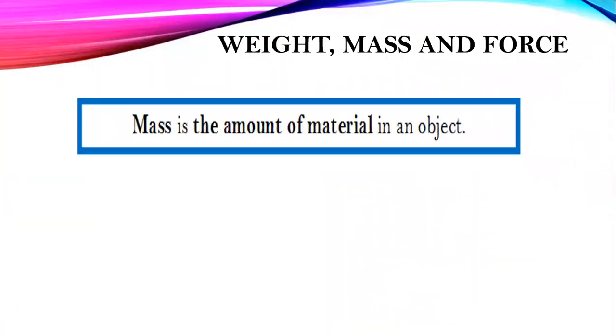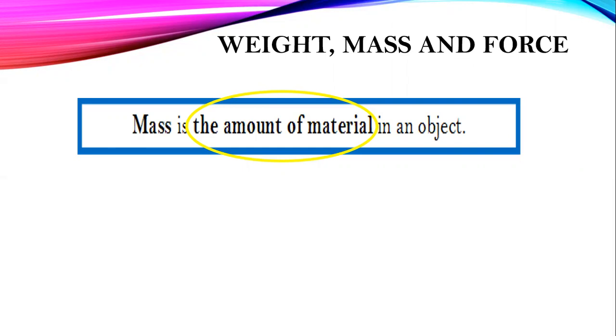So what about mass? Mass is different from weight. We said weight is a force, but mass is the amount of material in an object. You have a mass. What is the material in you? You have bones, skin, muscles, liquids, blood, organs. All of those materials together are considered your mass.